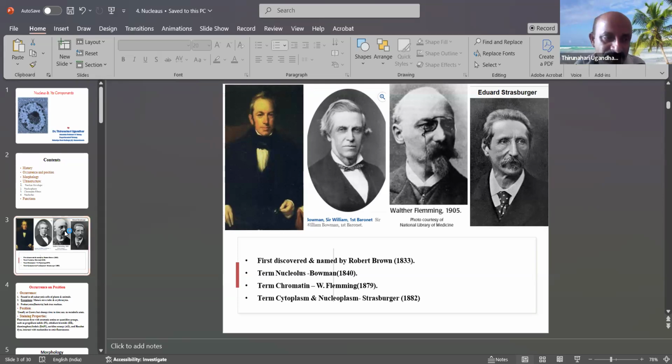This is mainly studied by these four scientists. First, Robert Brown, 1833, Bowman, 1840, Fleming, 1879, and Strasburger, 1882. The first scientist is 1833, and the last is 1882. This is also a famous point.